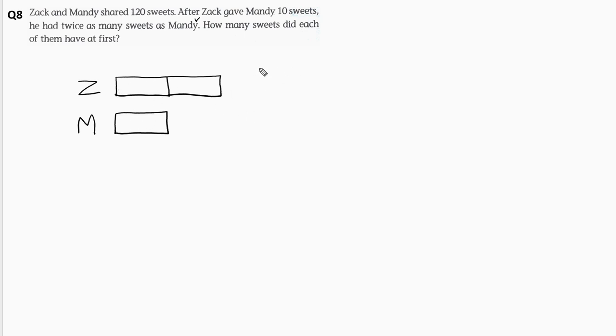So this model, we know that the whole model has a value of 120 sweets. Now let's think about this. Well, we have these 3 equal parts. So if we wanted to know the value of each of these parts, we would do 120 divided by 3. And 120 divided by 3 gives us 40. So we know that each of these has a value of 40.